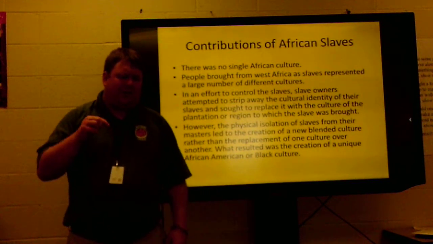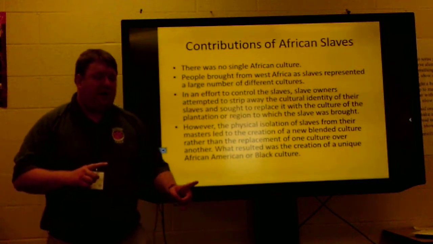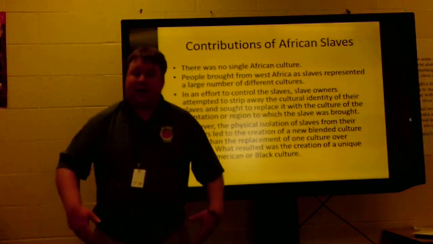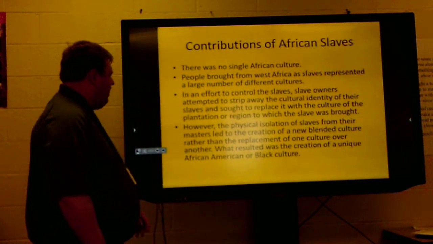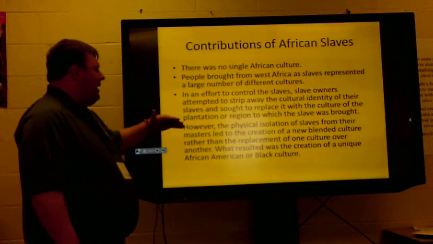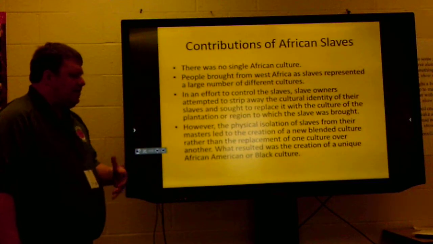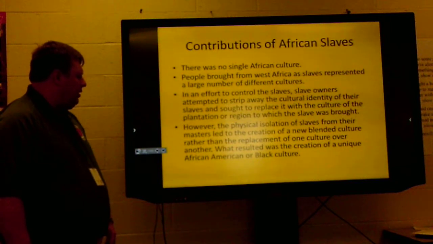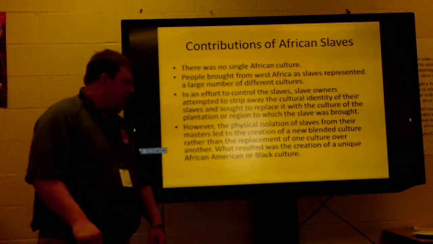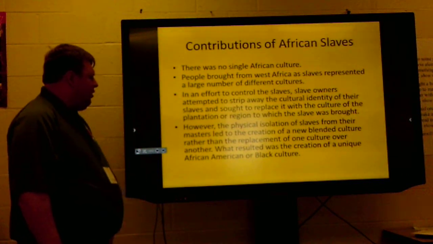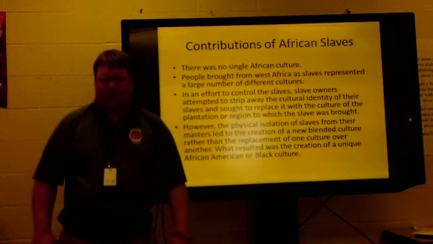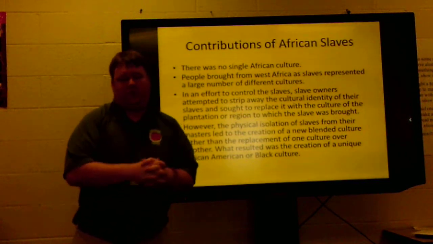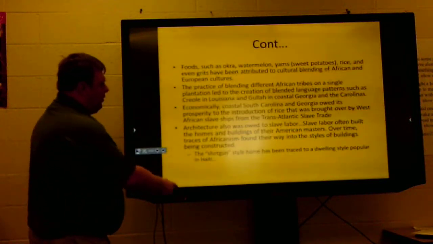So even though some of the slave masters might have wanted them to give up their culture, they don't do it. They very much keep their cultures, and they begin to adapt those cultures and contribute to the American culture as well. But the physical isolation of those slaves is what creates this new blended culture for the slaves, and rather than replacing their culture with a more European-centered culture, what results is the creation of a unique African-American or black culture, and you still see the fruits of that today, as they brought all kinds of things with them when they were brought to this country against their will.